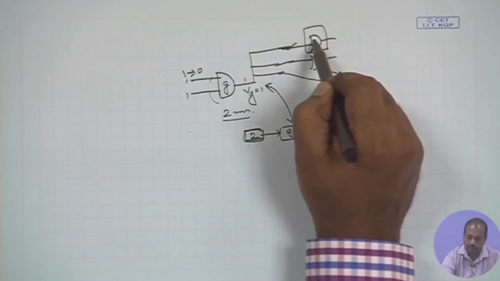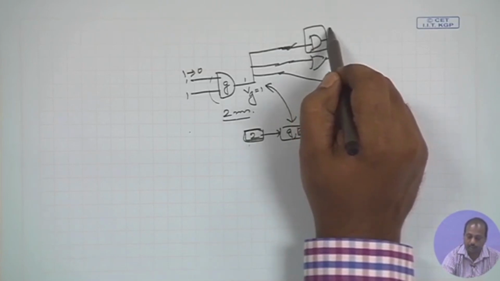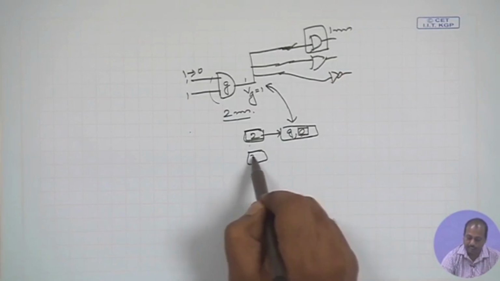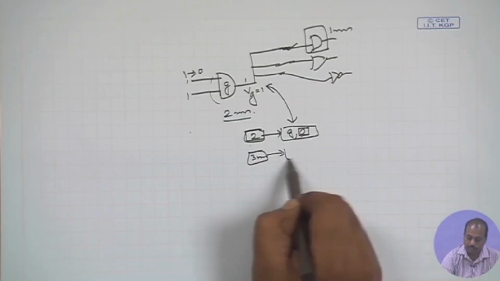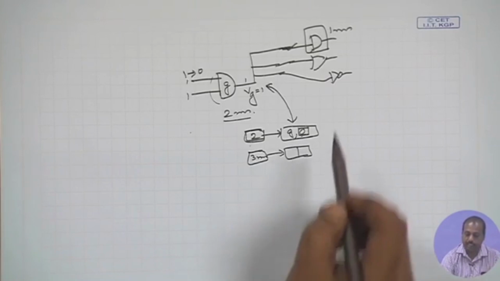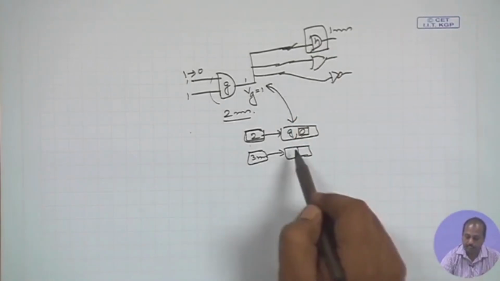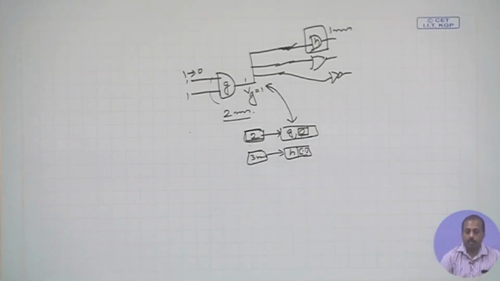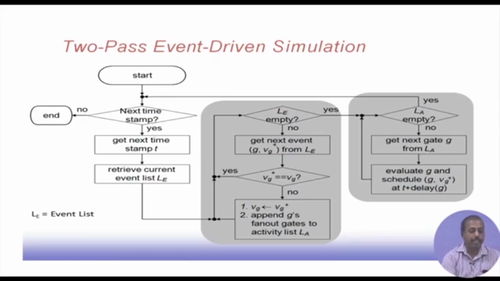This new gate becomes the current G. So, this gate has got a delay of say 1 millisecond, that means after 3 millisecond, at 3 millisecond I have to simulate this new gate. So, this entry has to be added. So, this new gate, let us call it H. So, H and the value of the gate, whatever it is based on the other inputs of the gate, that will be evaluated and that will be added to the event list at t plus delay of this new gate. So, this way this 2 pass simulation will go on.